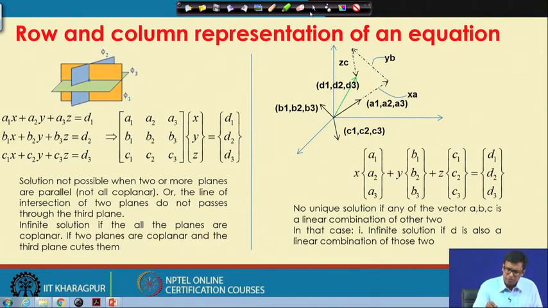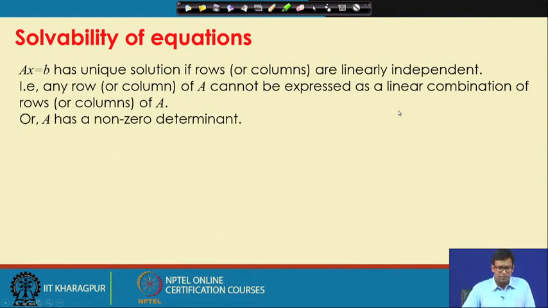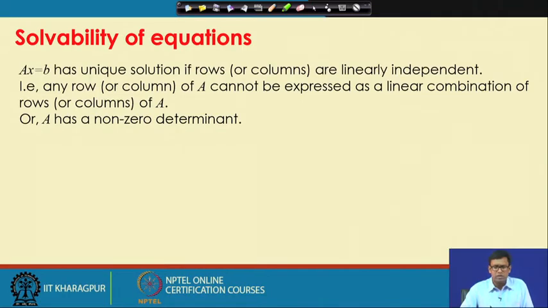So now we will see what we call solvability of the equation. Ax equals b has a unique solution if rows or columns are linearly independent. All the planes are at different angles of inclination, all the lines are at different angles of inclination, and no column can be expressed as a combination of other columns. That is, no row or column is a linear combination of other rows or columns of A, and in this case the matrix is non-singular and A has a non-zero determinant.